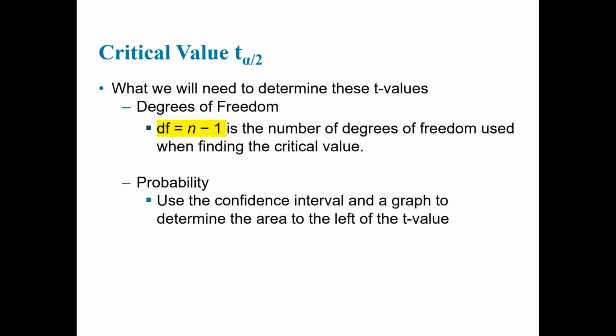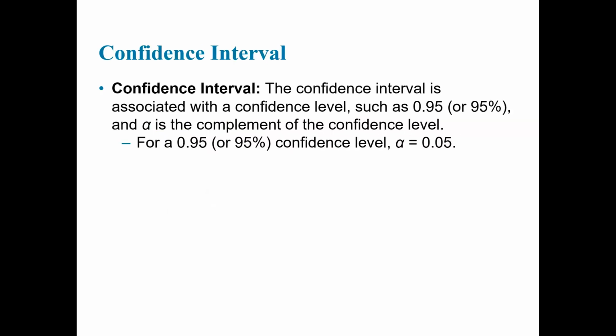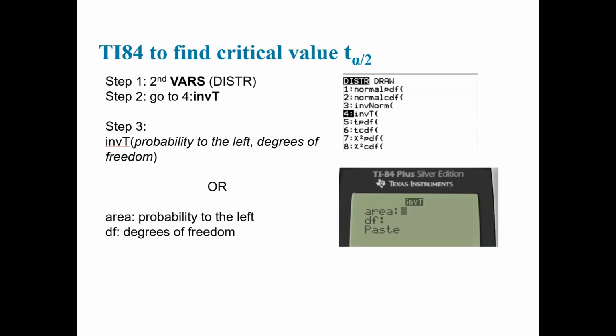It's kind of similar to z-values. So our confidence intervals are going to be really similar. If we've got a 0.95 confidence level, then our alpha is 0.05. These are the calculator steps for the TI-84 to find the critical value t sub alpha over 2. We'll do second vars. We'll go to invT, and you might have what it looks like here on the screen, or you might just have to type it in: probability to the left, comma, degrees of freedom, depending on your screen.